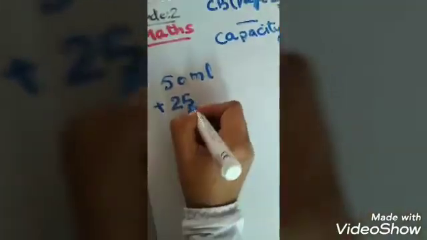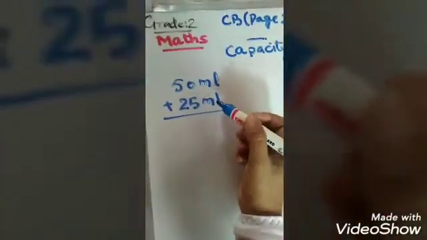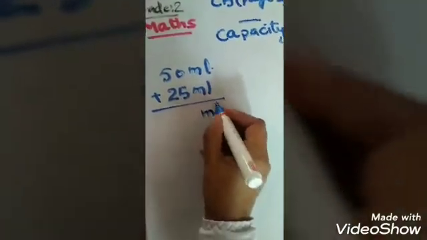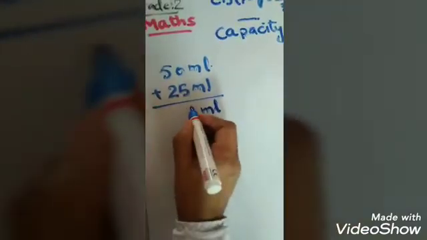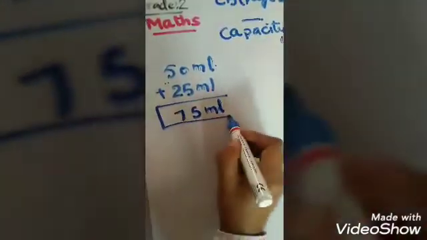For example, the first part is 50 ml plus 25 ml. Now we'll do addition. As you know, ml and ml are alike, so ml will come down. 5 and 0 is only 5. 5 and 2 is 5, 6, 7. So this is 75 ml.